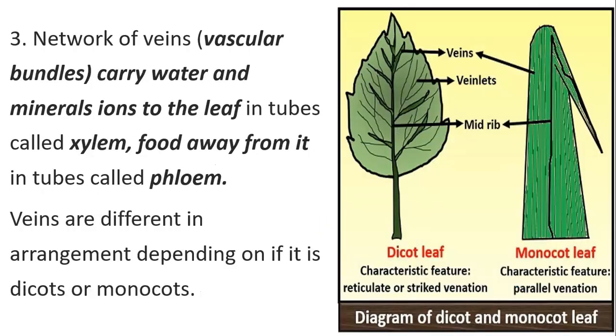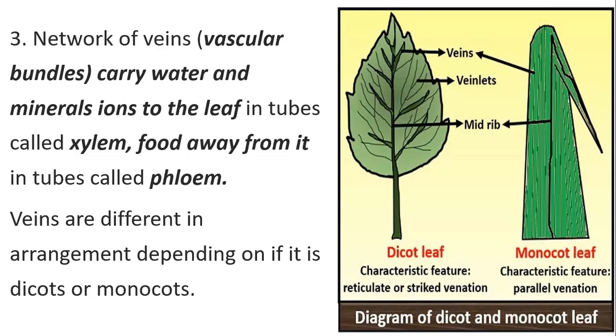Next is the network of veins, or the vascular bundle. What do they do? They carry the water and minerals to the leaf in order to provide it with the raw materials that it needs to do the photosynthesis, and also they take the food after it's made and transport it to the rest of the plant. The part of the vascular bundle that transports water and minerals is called the xylem, while the part that takes away the food to the rest of the plant is called the phloem.